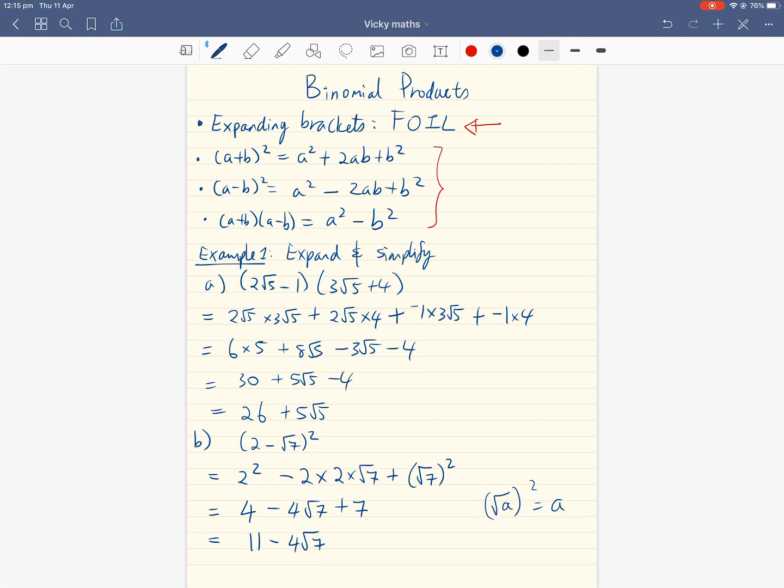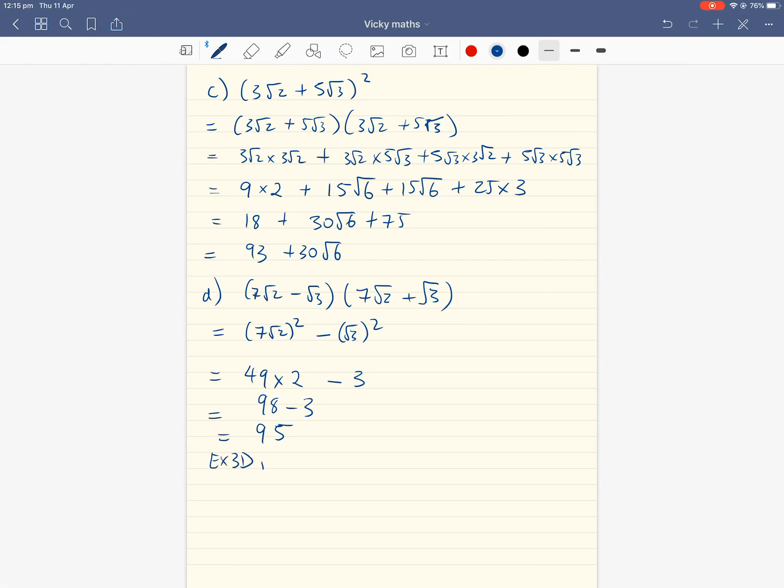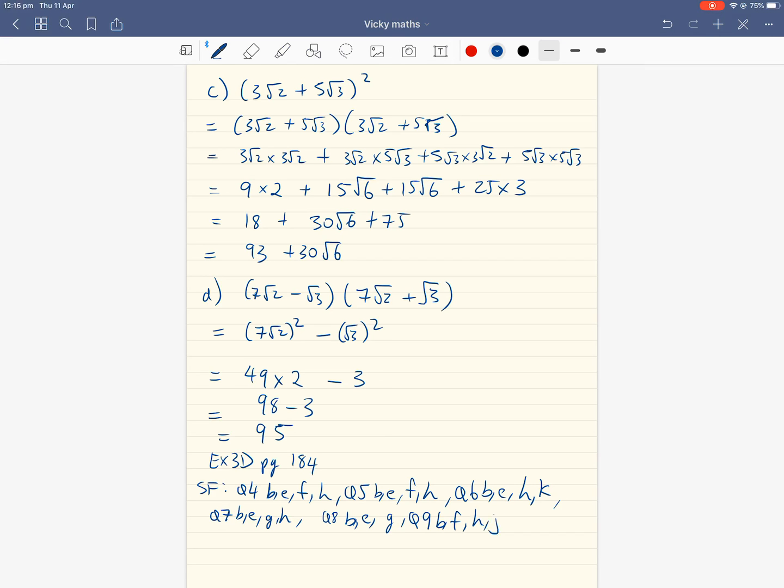So if in doubt, use FOIL. But if you do remember the 3 funky square patterns, then go for it and use them as well. So to-do list, exercise 3D, page 184, simple familiar, some complex familiar. And that's it. Have fun.